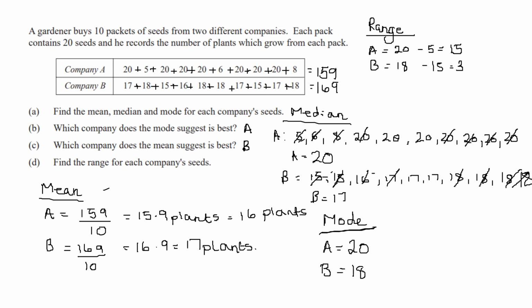And the range would suggest that the seeds from company B are more consistent, so you're more likely to get a number of plants growing somewhere between 15 and 18. Company A is a little bit hit and miss. Yes, you do quite often get 20, but then you get some packets of seeds where a very, very small number grow. So using the range, it would seem that company B is more consistent with the number of plants that will grow from each pack.